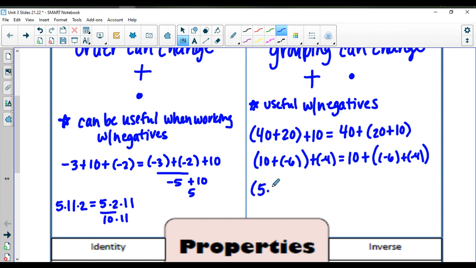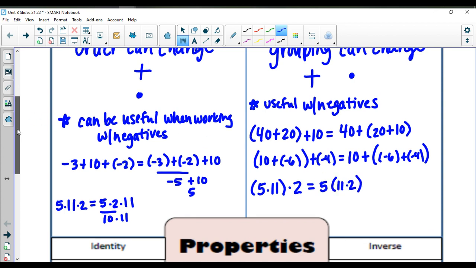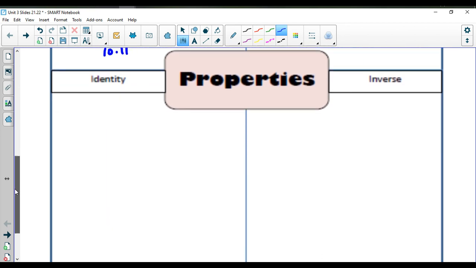Final example, we're going to put in parentheses 5 times 11 times 2, and I'm going to swap those around, and I'm going to do it as 5 times (11 times 2) in parentheses instead. Two more properties that we're going to talk about today.